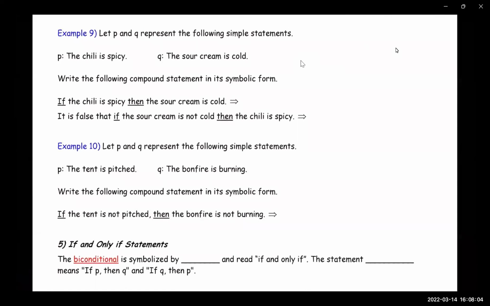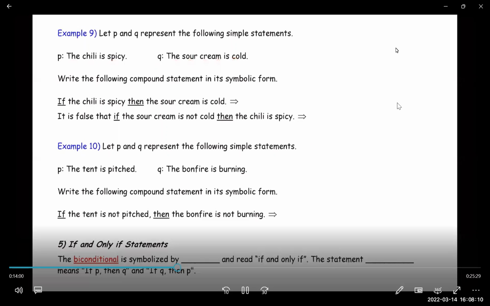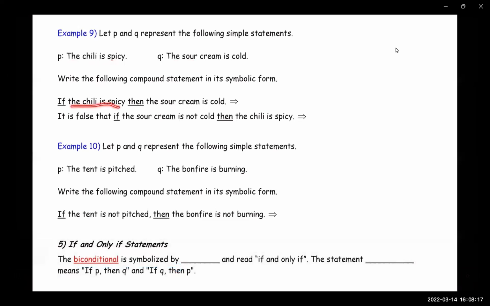Okay, let's see. Let P and Q represent the following simple statements. P is the chili is spicy, and the sour cream is cold is Q. Write the following statement in symbolic form: if the chili is spicy, then the sour cream is cold. So anybody know how you would write this? P arrow Q. Yeah, that's right. That means if P, then Q. If the chili is spicy, then the sour cream is cold.